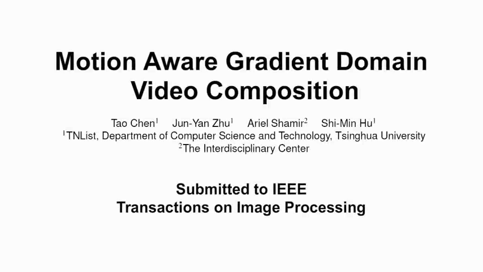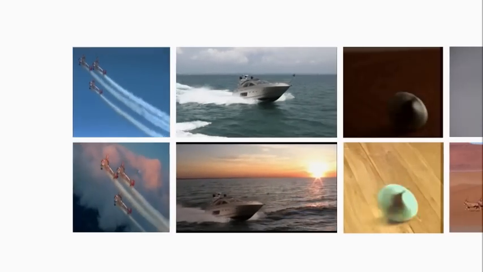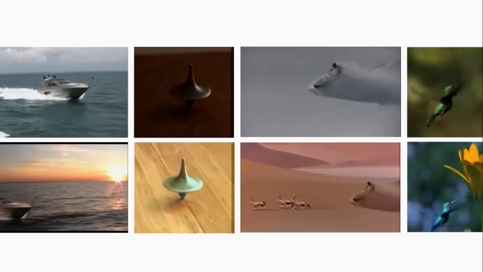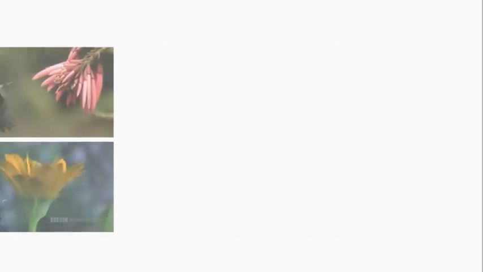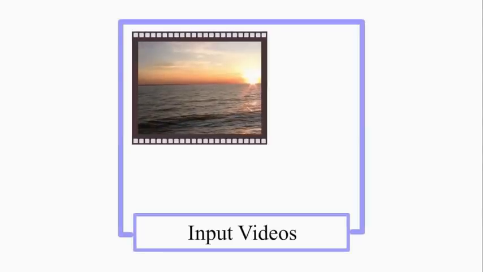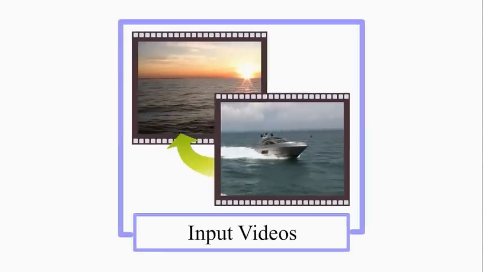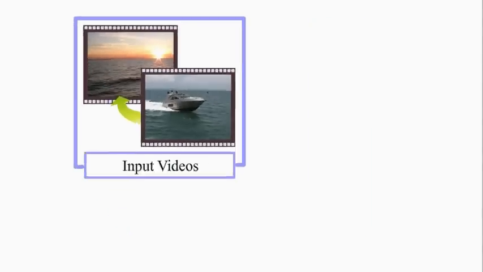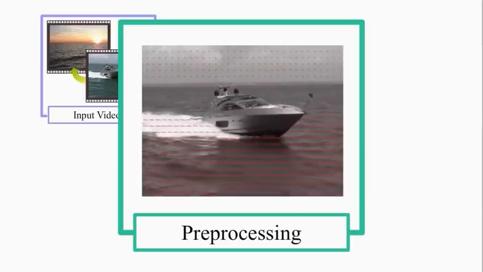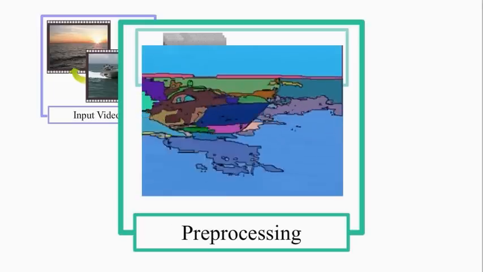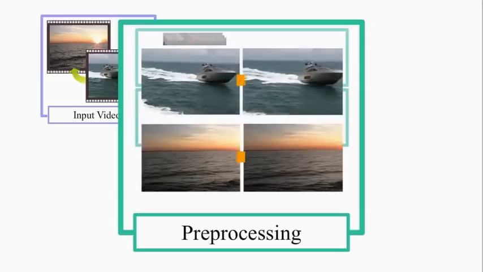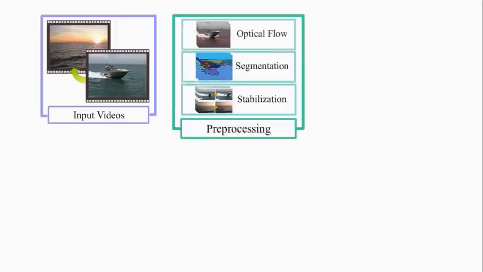Motion-aware gradient domain video composition. We present a novel video composition approach to tackle the problems of ambiguous boundary, motion blur, motion differences, and temporal coherency in video composition. Given input target video sequences and source video sequences, several pre-processing steps are first applied. These include optical flow calculation, video segmentation, and video stabilization.